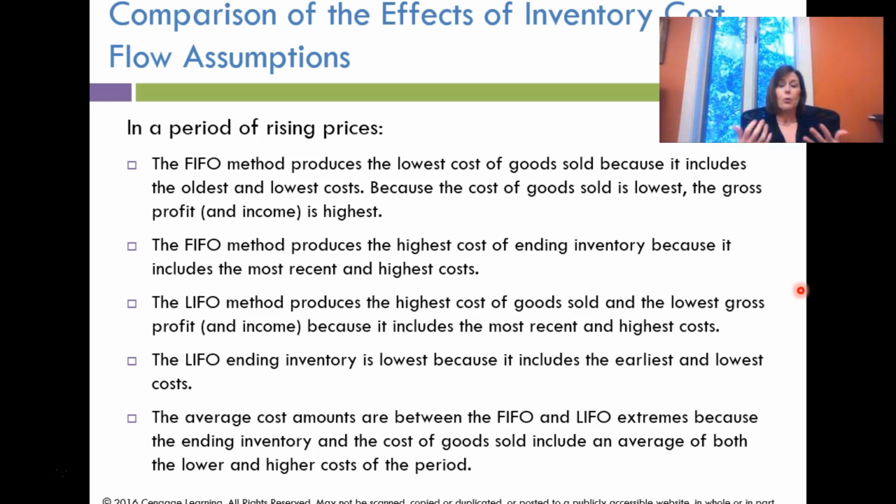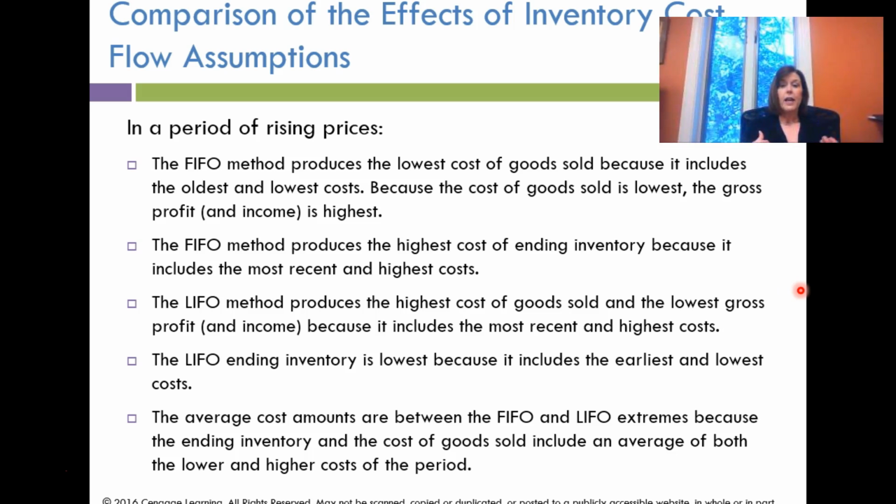And so you would also want to know your industry. But when prices are rising, FIFO method is going to give you the lowest cost of goods sold and the gross profit and income that will be the highest. And then the FIFO also produces highest cost of ending inventory because it's going to include the stuff you bought most recently that theoretically you paid more for.